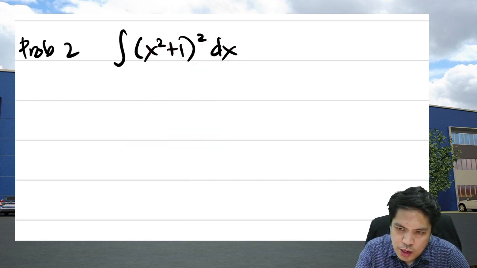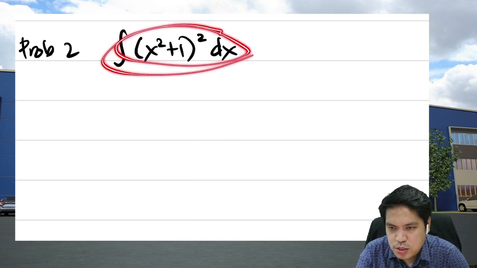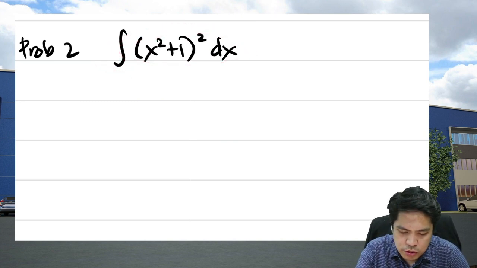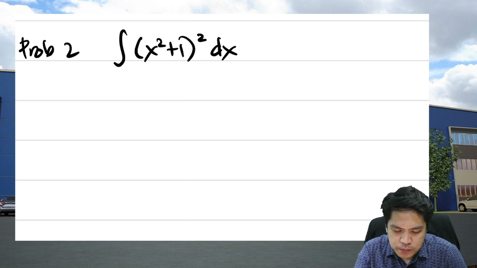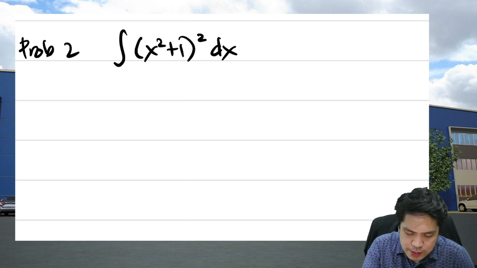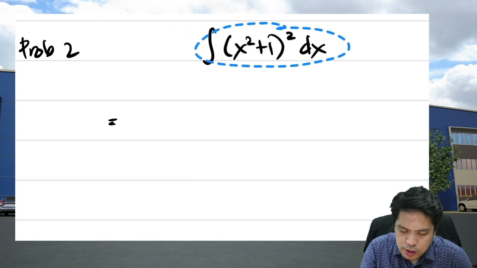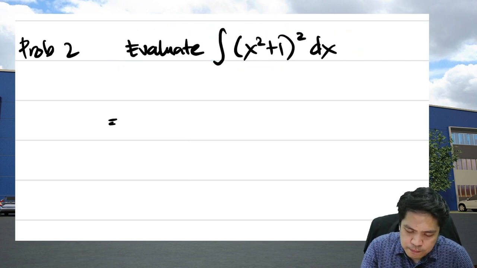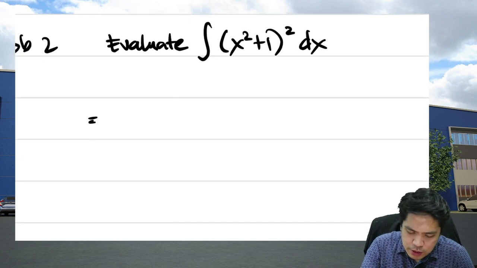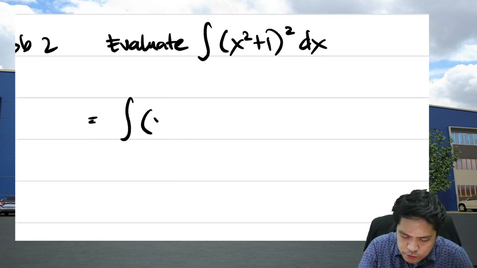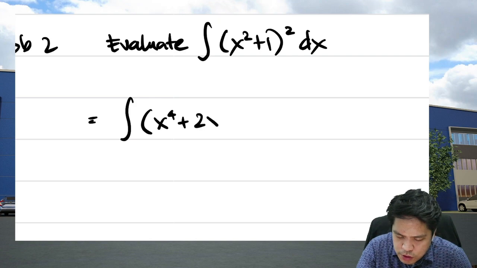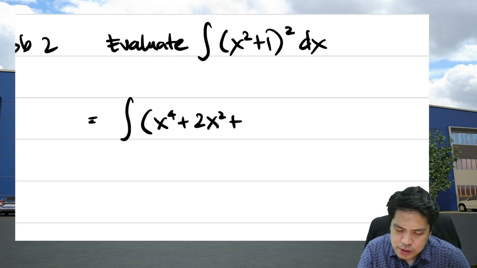So therefore, we cannot apply that. So we have no other choice but to expand this function or the integrand. Okay? So we answer this by ito. Okay, by the way, walang instruction. So lagyan natin evaluate. Ayan. Then expand muna natin. So that would be the integral of x raised to 4 plus 2x squared plus 1. Tama ba?